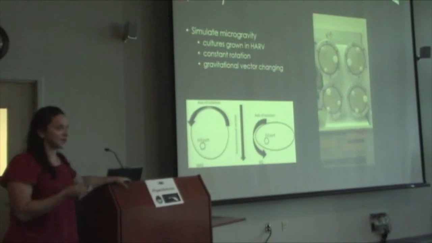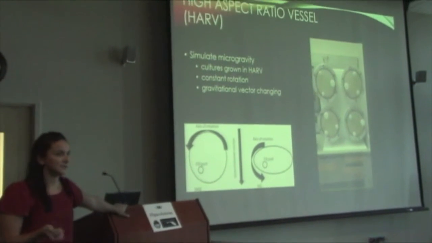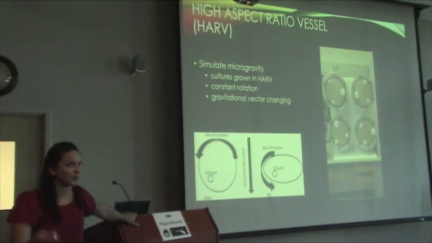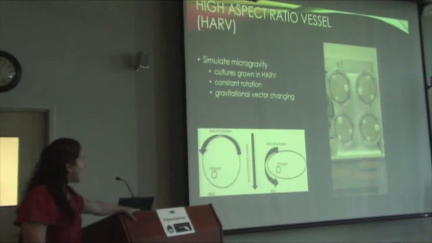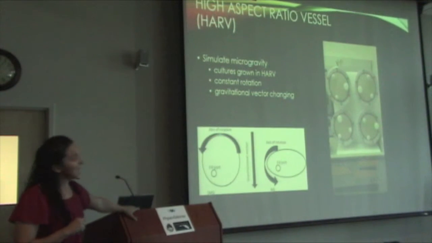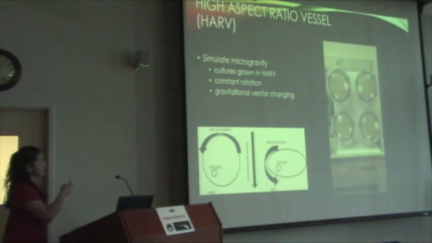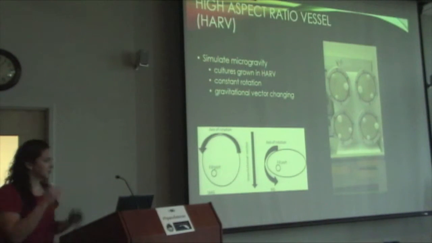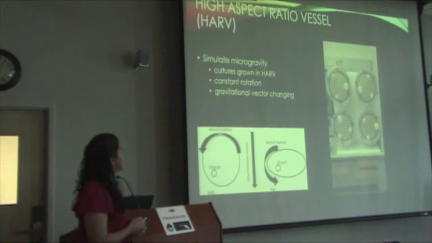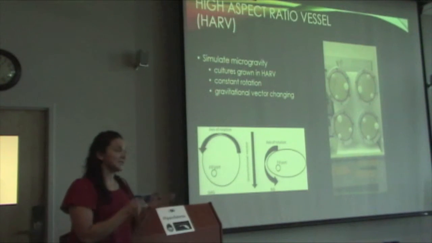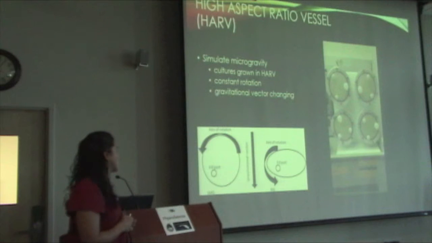So you're probably asking yourself, how can they simulate microgravity? That's impossible. What are they going to be in the ISS? No. What we have is this high aspect ratio vessel. I'm going to describe it a little bit, and then I've got a video so you can really understand it. It's simulating microgravity, so 10 to the minus 6 g-force.